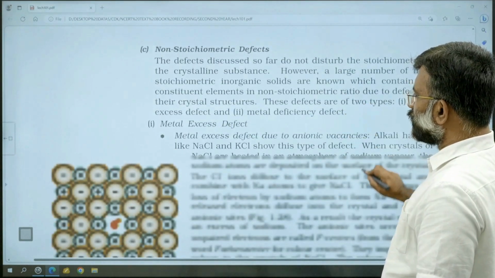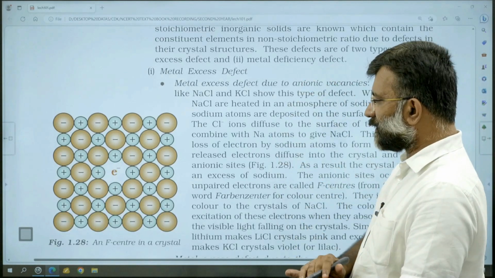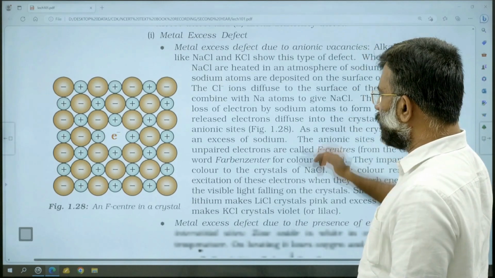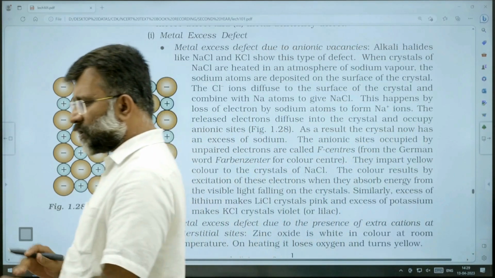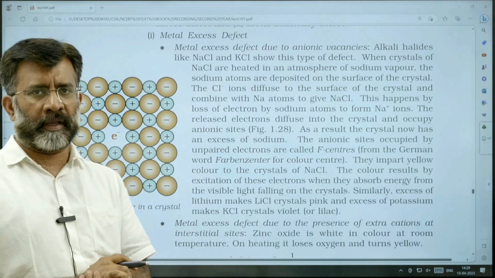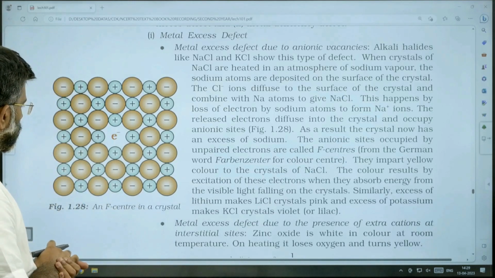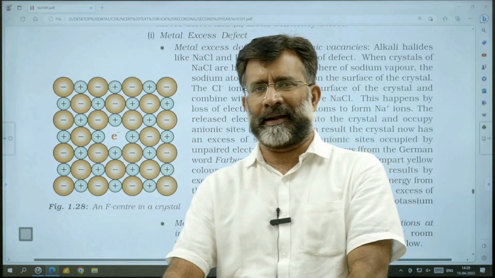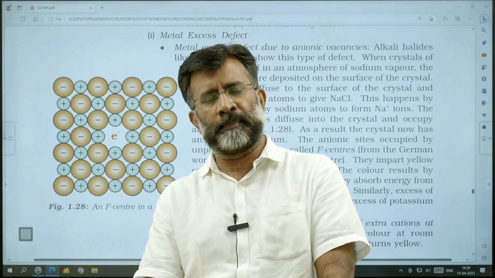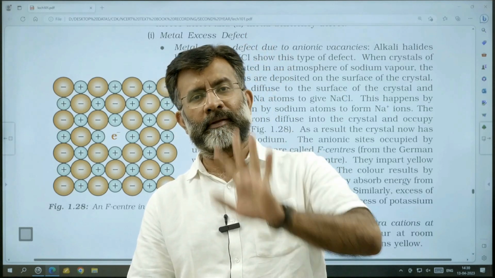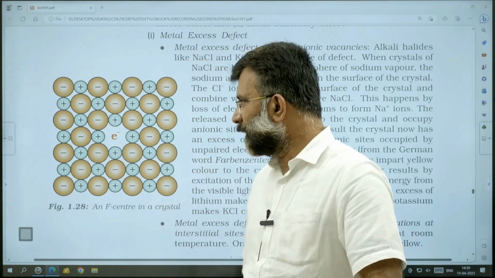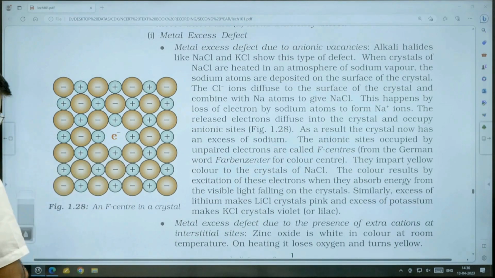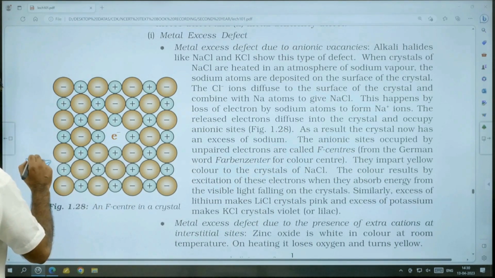Next is non-stoichiometric defect. There are metal excess defect and metal deficiency defect. Metal excess defect may be due to anion vacancies. Imagine NaCl crystal is heated with sodium vapors. NaCl crystal, all of you know, is colorless. If you heat it with sodium vapors, it will turn yellow in color. The reason behind this is, this is a pure NaCl crystal heated with the sodium vapors.